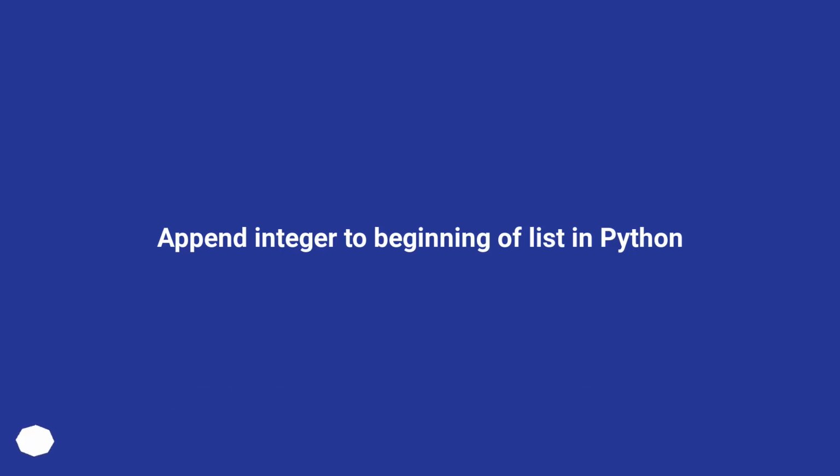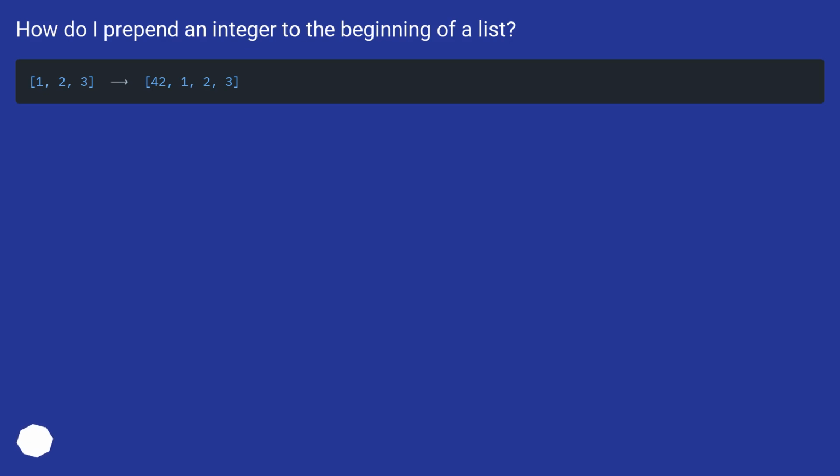Append integer to beginning of list in Python. How do I prepend an integer to the beginning of a list?